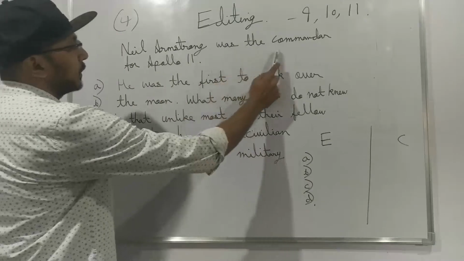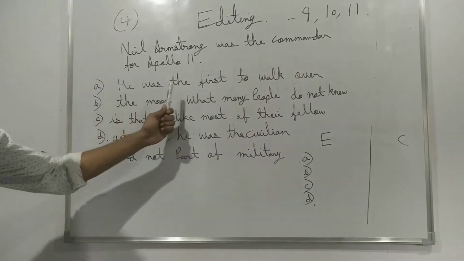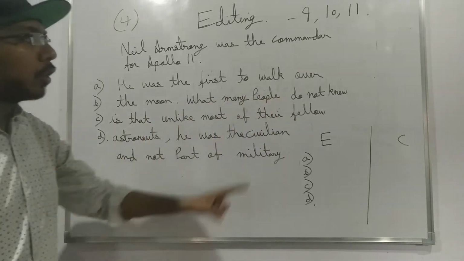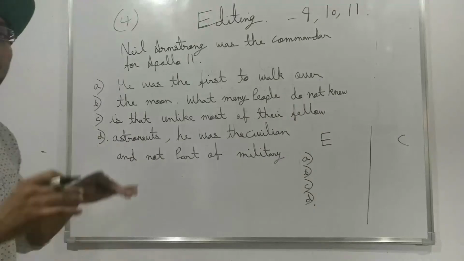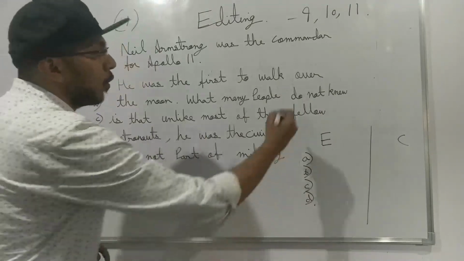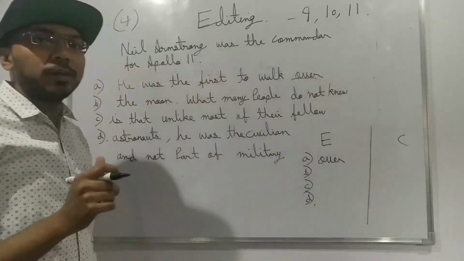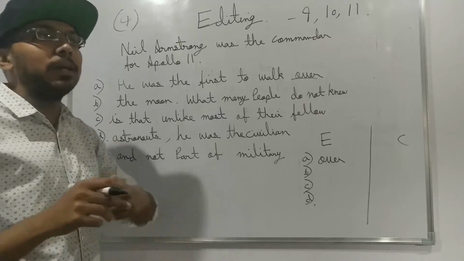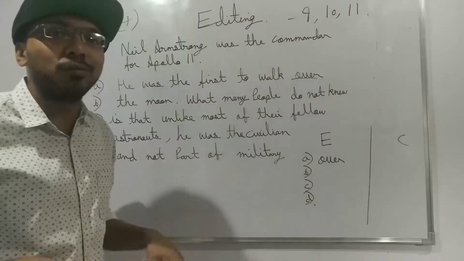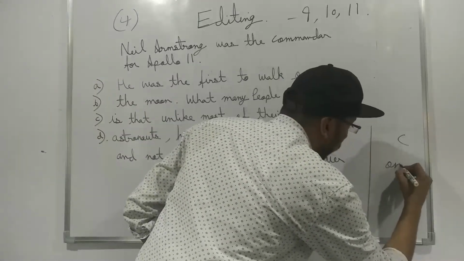Neil Armstrong was the first commander for Apollo 11. He was the first to walk over the moon. Full stop. We will not use the word over. He didn't walk over the moon. He walked on the moon. So over is your error. And because he walked on the moon, he didn't completely walk over the moon and go somewhere else. He walked on the surface of the moon a few steps. So over will be replaced with on.